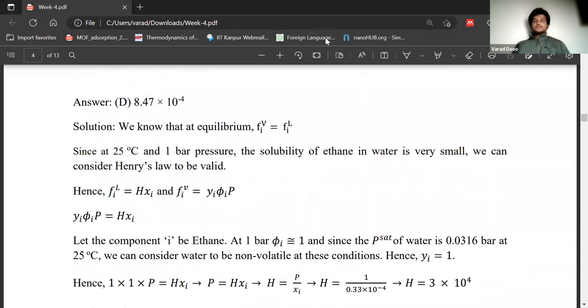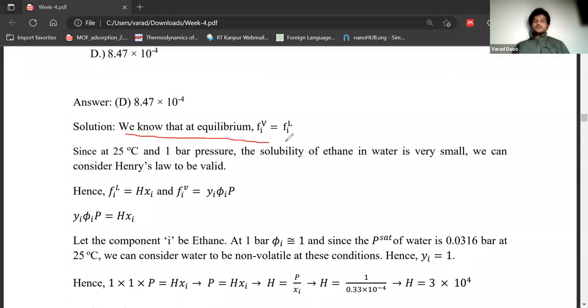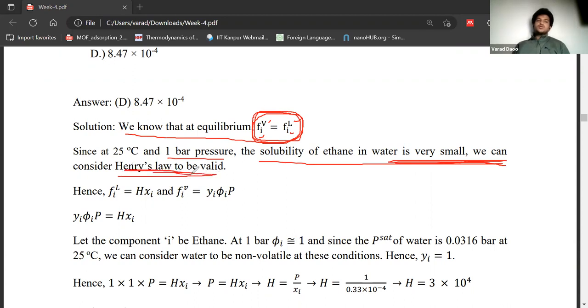We know that for two phases to be in equilibrium, the fugacity of all the components in both the phases has to be equal. So the fugacity of the ith component in vapor phase has to be equal to the fugacity of the ith component in liquid phase. The initial partial pressure was 1 bar. Since at 25 degrees and 1 bar the solubility of ethane is very small, we consider Henry's law to be valid. You know what Henry's law is?